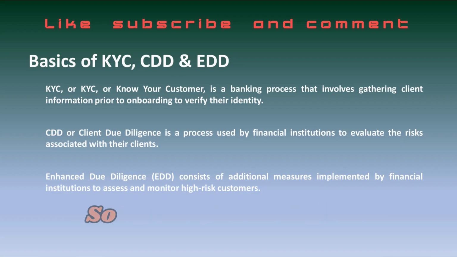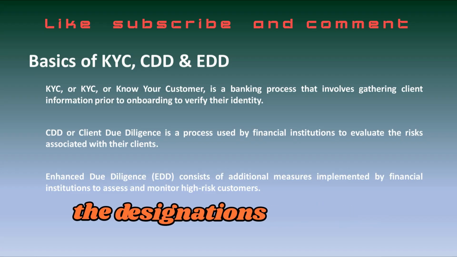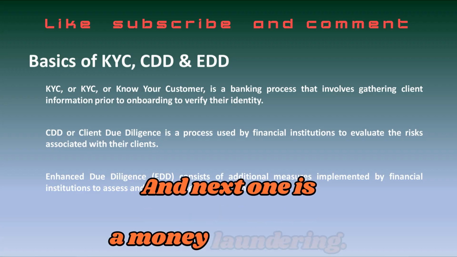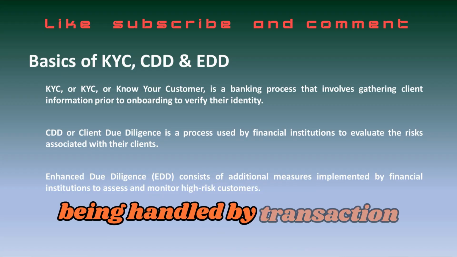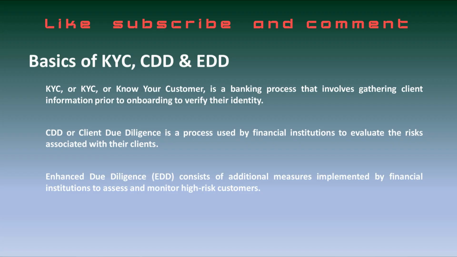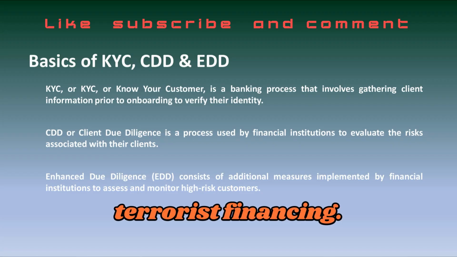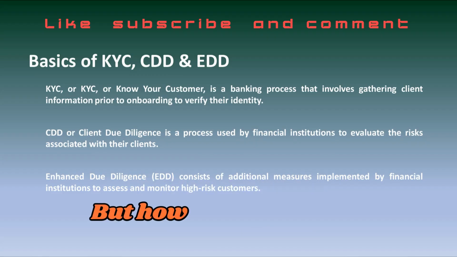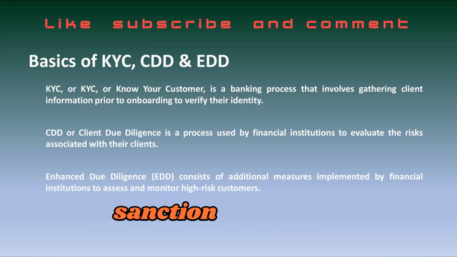One is a fraud risk, which will be handled by the fraud department, and that comes under designations like fraud analyst or risk analyst, all those roles. The next one is money laundering, and money laundering is handled by the transaction monitoring department. The third risk is terrorist financing. Terrorist financing is one of the main risks in recent times. But how do we overcome that risk? By doing sanctions and sanction screening.